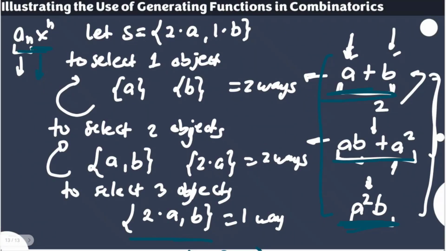At least from this standpoint, we're able to understand that we simply take the coefficient and that declares the number of ways of selecting that number of objects.